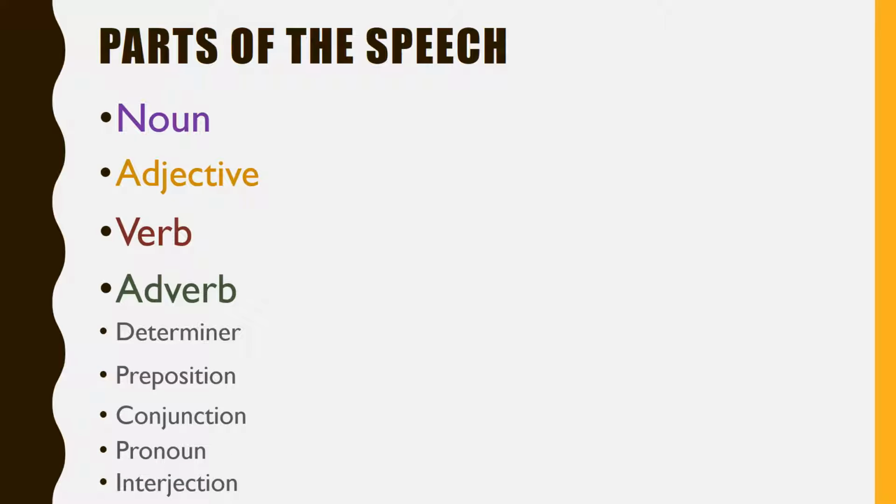Then we have determiners that can be articles like a, an, the, or numbers 1, 2. Then we have prepositions as in on, in, at, conjunctions that join two ideas, and, or, however, pronouns that substitute nouns, I, you, them, we, and interjections that are mainly expressions like wow, ew, oh.